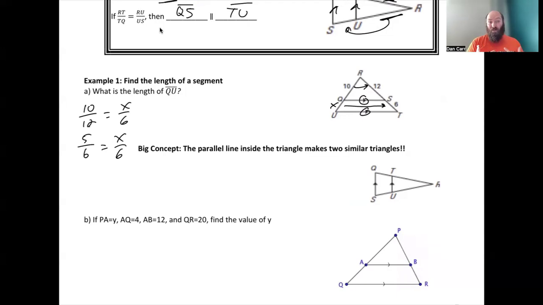Well, here, I actually have a shortcut for finding my X value. Since this is 6 and 6, then I can just take 5 and X, and they're equal to each other. I don't have to cross multiply here.